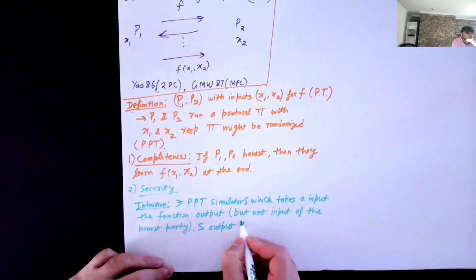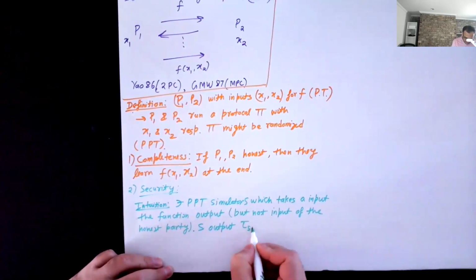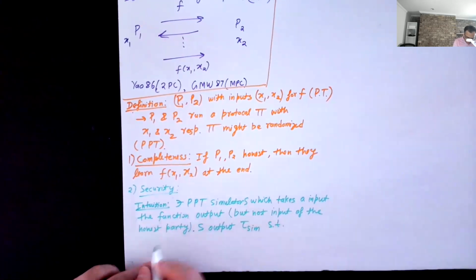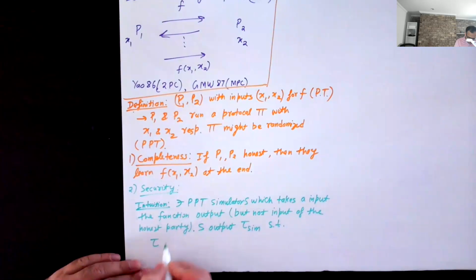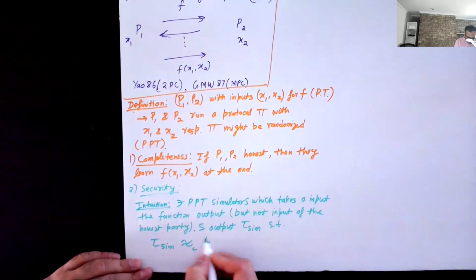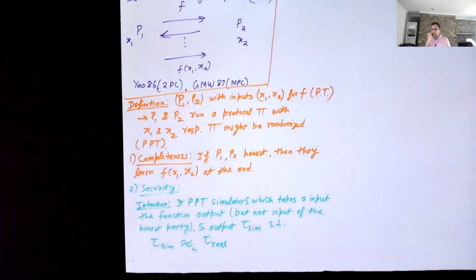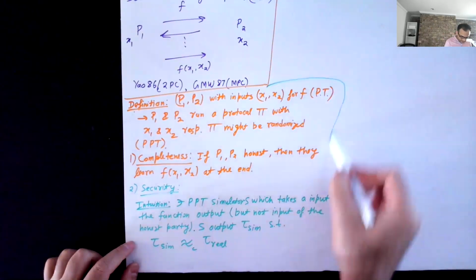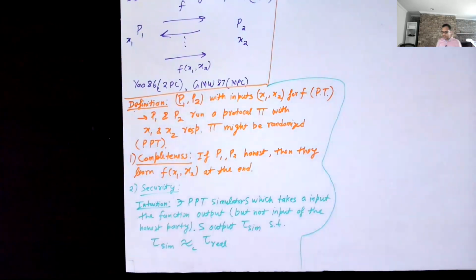S outputs a protocol transcript. Let's call this tsim, such that tsim is computationally indistinguishable from treal. Treal is the transcript of the real interaction. This is very similar to zero knowledge. But there are many questions here, which is why this is just the intuition.